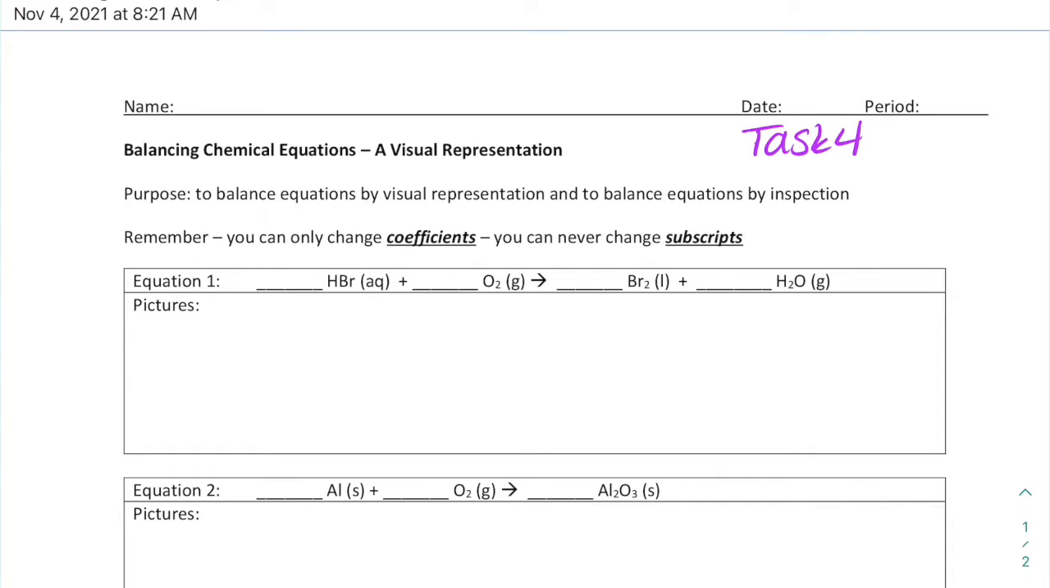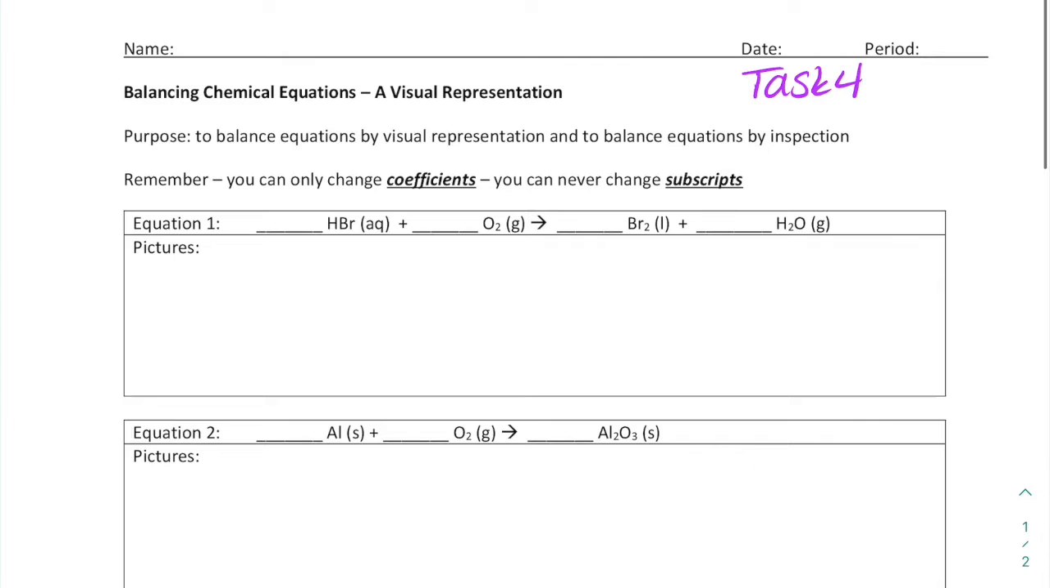way. So on this one, you do have to draw the pictures, okay? And then you can just use colored dots in Notability. That's totally fine. Or if you want to draw shapes, you can do that. But you do have to draw an actual model of the equation. So I'll do 1 and 2 with you.